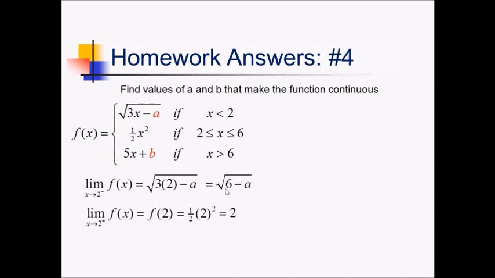So we can say radical 6 minus a equals 2. Squaring both sides, we have 6 minus a equals 4. And then that means a must be 2.